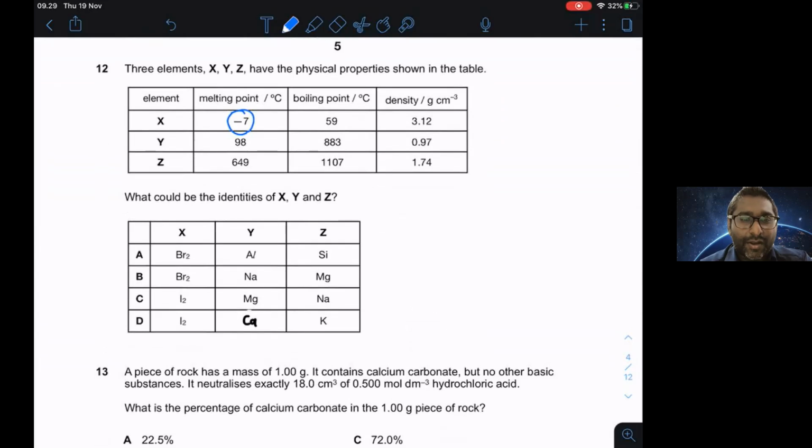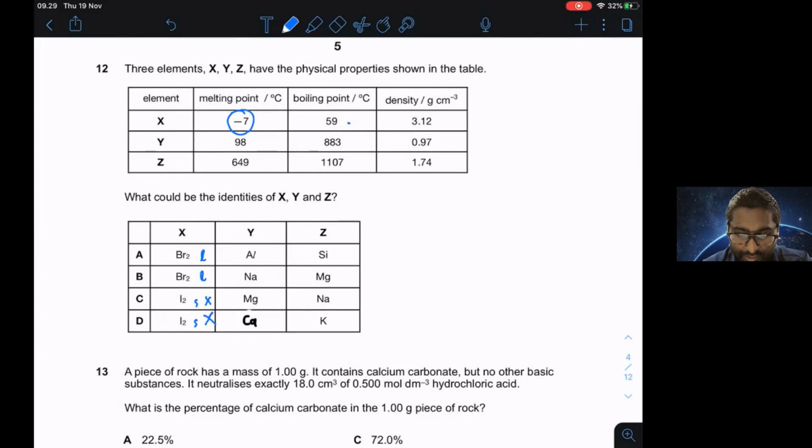Yeah, so they haven't boiled yet. Iodine is solid actually, so this answer will not be accepted. This one is liquid. We know that bromine is going to be liquid, so it's possible. And then we compare. When we look at the Y and Z over there, Z has a higher melting point and boiling point.